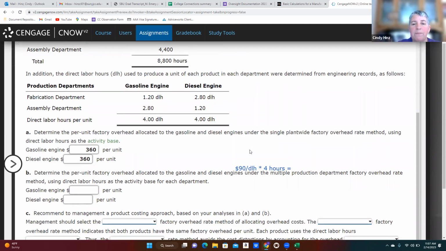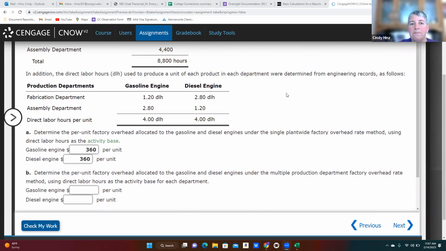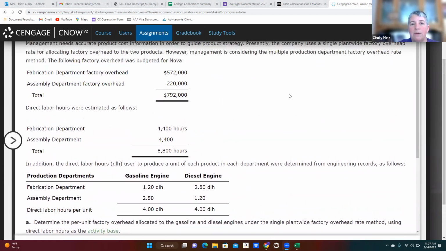So for letter B, we're asked to determine the per unit factory overhead allocated to the gasoline and diesel engines under the multiple production department factory overhead rate method, using direct labor hours, again, as the activity base for each department. So we're going to do each department separately. Let's start with fabrication.